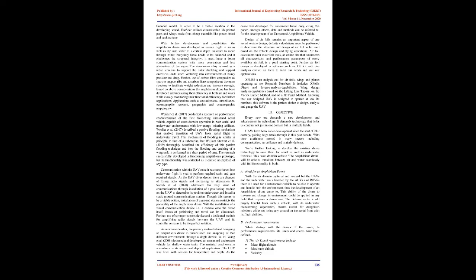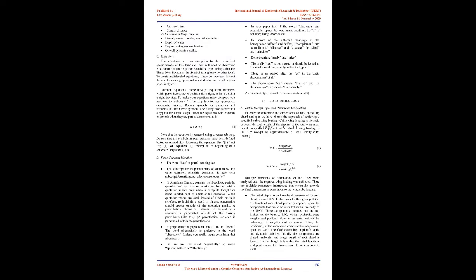Further, use of carbon fiber composites as spars to support ribs and a carbon fiber composite as the outer structure to facilitate weight reduction and increase strength. Based on above considerations, the amphibious drone has been developed and measuring their efficiency in both air and water while closely monitoring their functional efficiency for further applications. Applications such as coastal rescue, surveillance, oceanographic research, geographic and oceanographic mapping, etc.